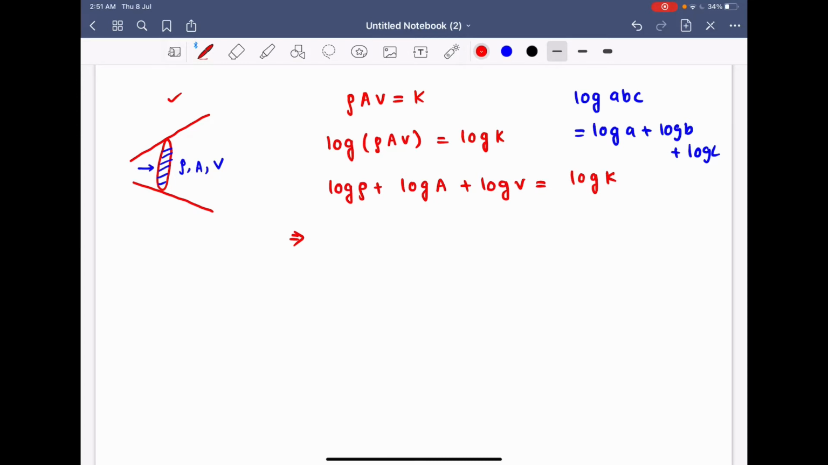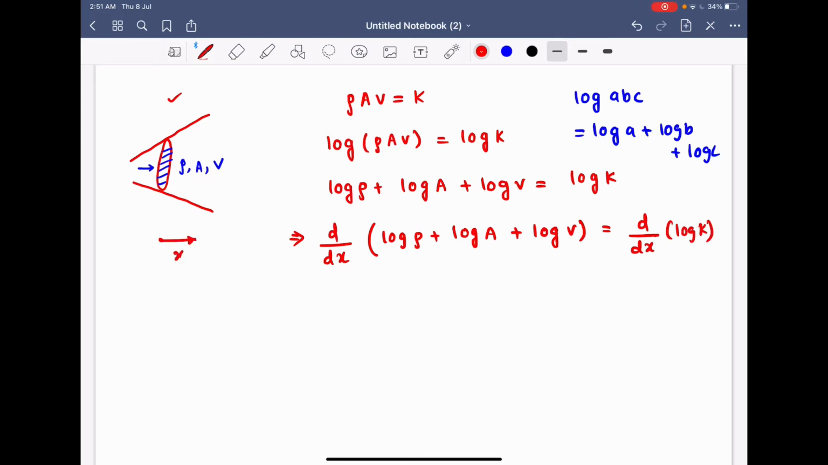Now if I differentiate both sides with d by dx. What is d by dx? You know d by dx, but what variable is x? We'll be discussing that right now. Just let me finish this. Over here log v, so this is d by dx of log k. So x is the distance as we are moving from this cross sectional area.